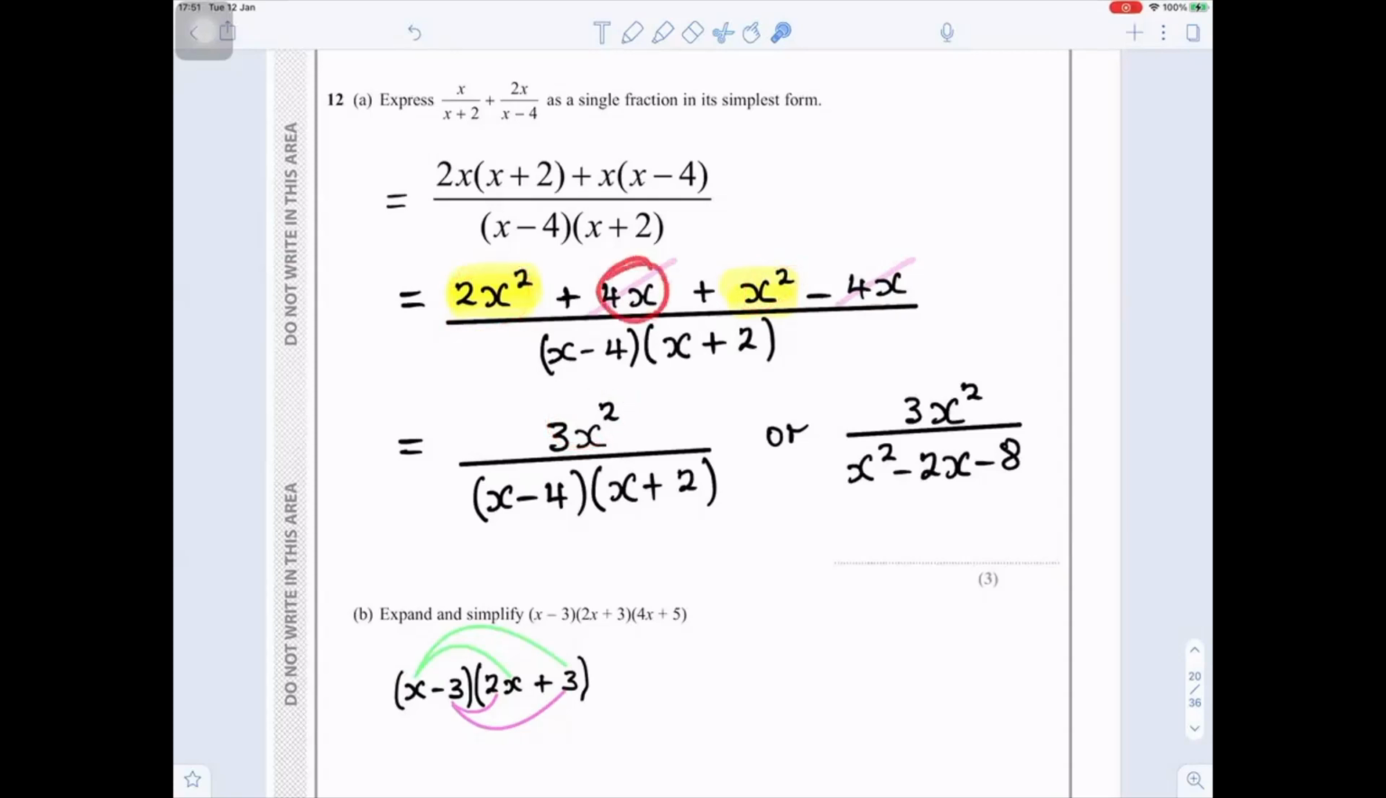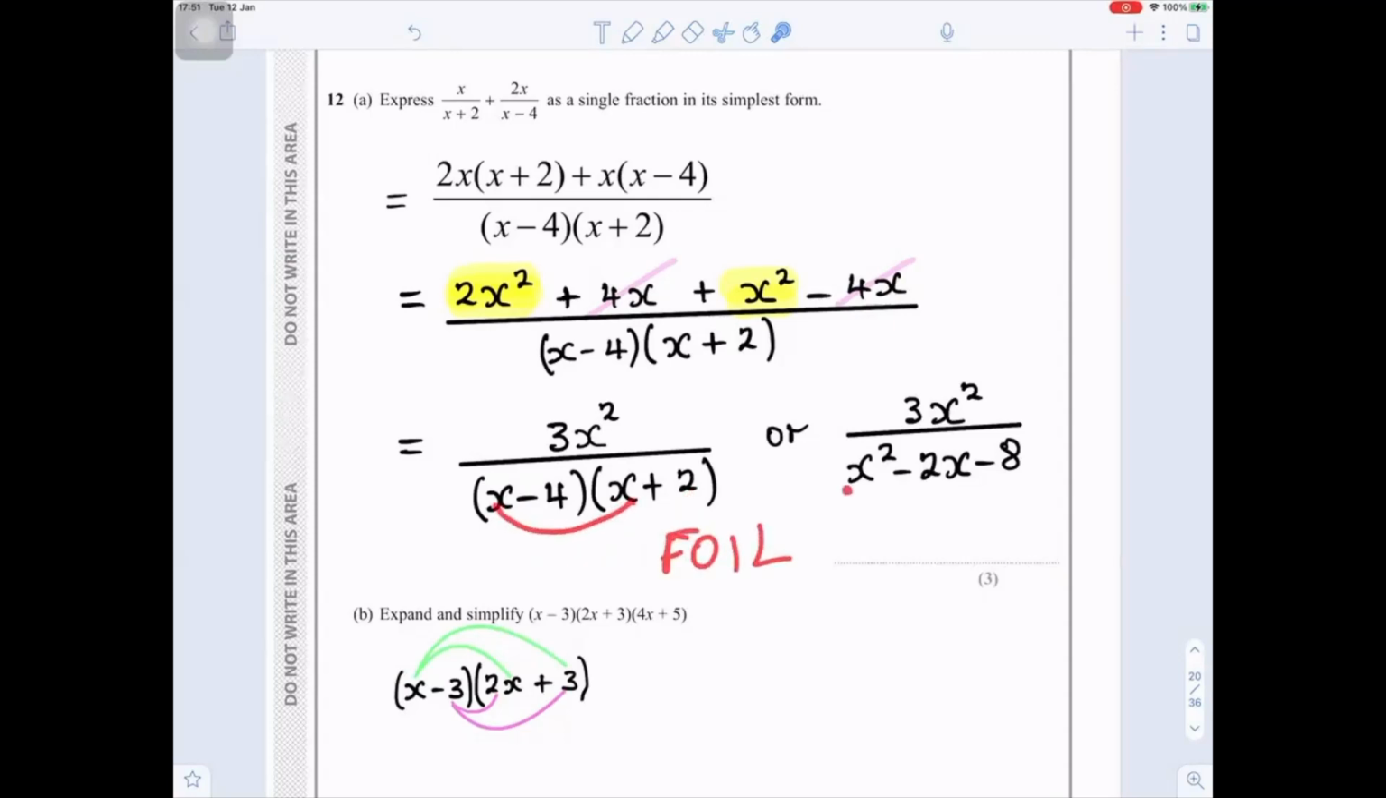Now 4x minus 4x is 0. So the numerator is now 3x squared. The denominator is x minus 4, x plus 2. You can leave it like that, or you can remove the bracket in the denominator by using FOIL.